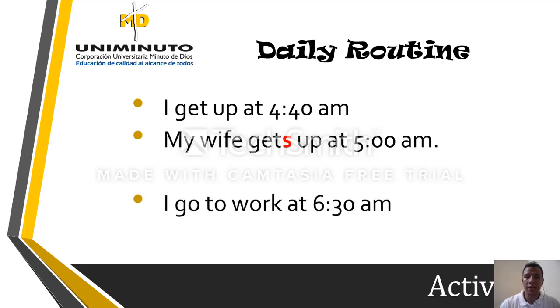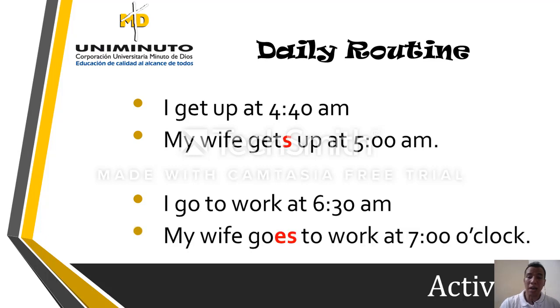Another example, I go to work at 6:30 a.m. and my wife goes to work at 7 o'clock. So these are the rule of the S. This is the rule of the S. It is something that you have to take into account in order to do the activity number 2.